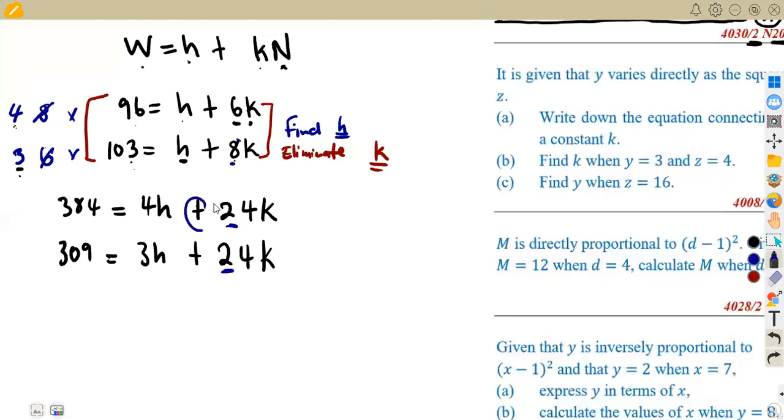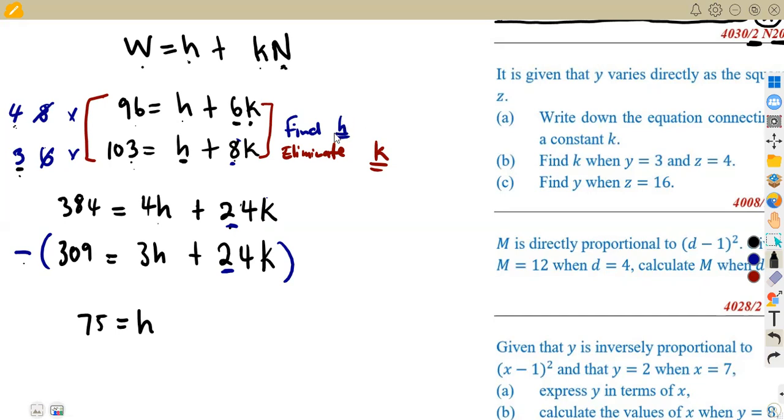How are we going to eliminate K? We have a positive, so we are simply going to subtract so that we get rid of this K. If we subtract the second equation from the first one, 24K minus 24K gives us 0, meaning we can eliminate this K. But the sign affects everything. So it's going to be 384 minus 309, which gives us 75, which is equal to 4H minus 3H, which gives us H. So 24K minus 24K eliminates, meaning to say H is 75.